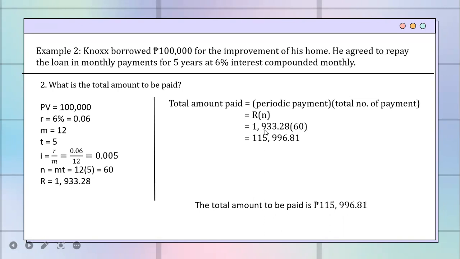So 1,933.28 times 60 is equal to 115,996.81. So the total amount to be paid is 115,996.81.